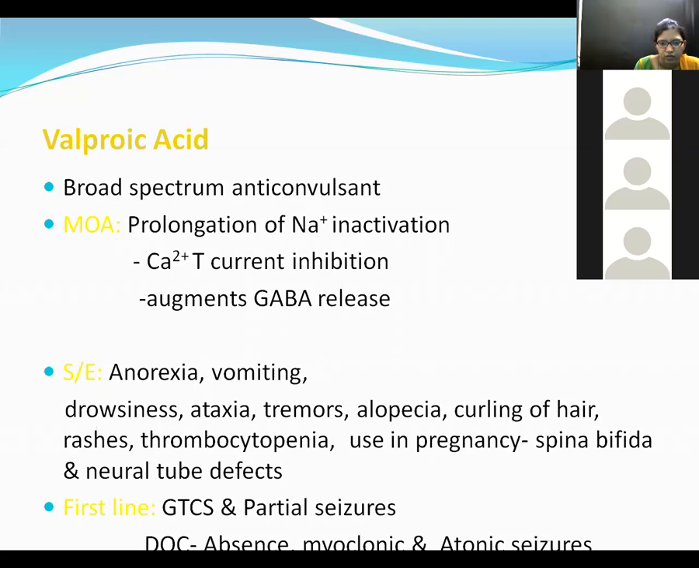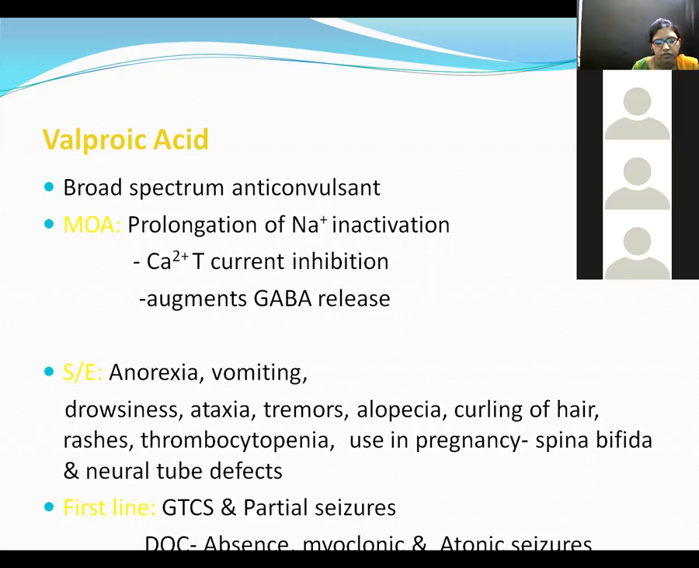Side effects are anorexia, vomiting, drowsiness, ataxia, tremor, alopecia, curling of hair, rashes, thrombocytopenia. If it is used in pregnancy, it can lead to spina bifida and neural tube defects in the fetus. So adverse effects of valproic acid are also important. You can get a short note on phenytoin and also a short note on valproic acid.